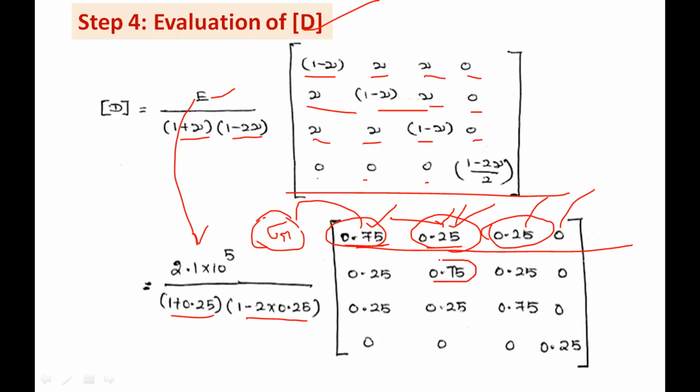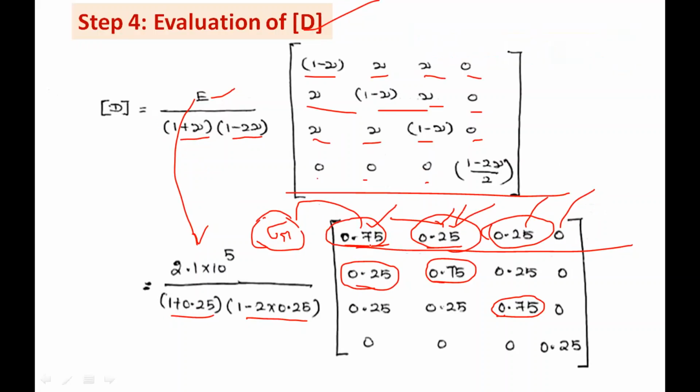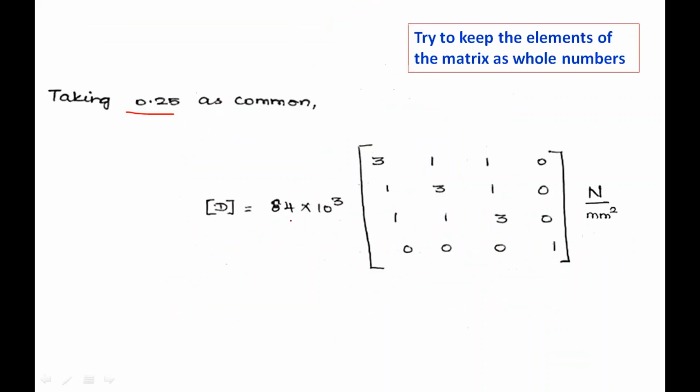Here also this is the linear component of the theta direction. This is the linear component for the z direction, which has more contribution, 3 times more. Here also we can take the common term which is common here. 0.25 is common. We can take that 0.25 outside the matrix. Taking 0.25, then you will get 0.75 as the 3. This is 1, 1 like that. Then after simplifying these terms, 0.25 should be multiplied with this one. Finally, we are getting 84 × 10 power 3 times the matrix 3 1 1 0, 1 3 1 0, 1 1 3 0, 0 0 0 1.